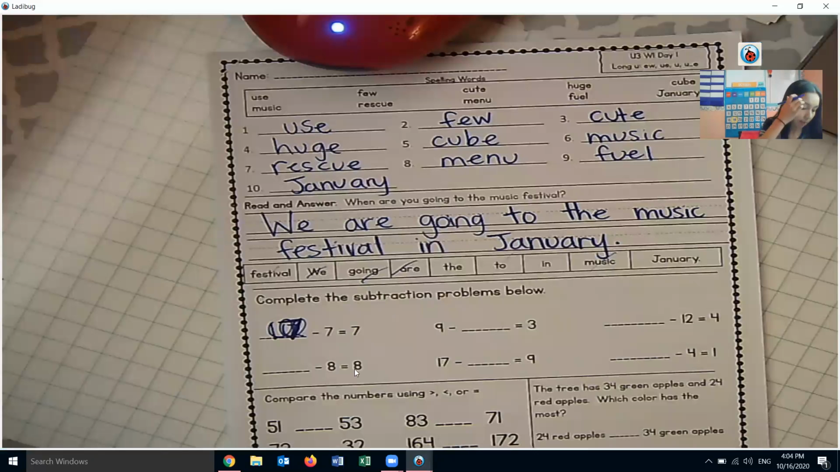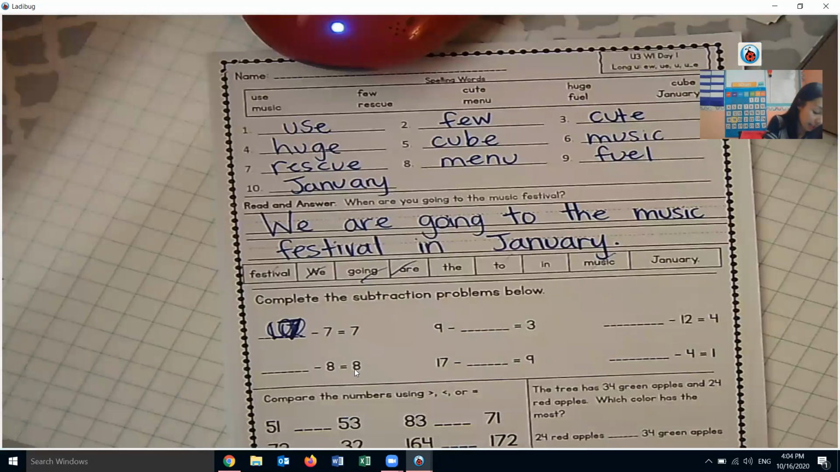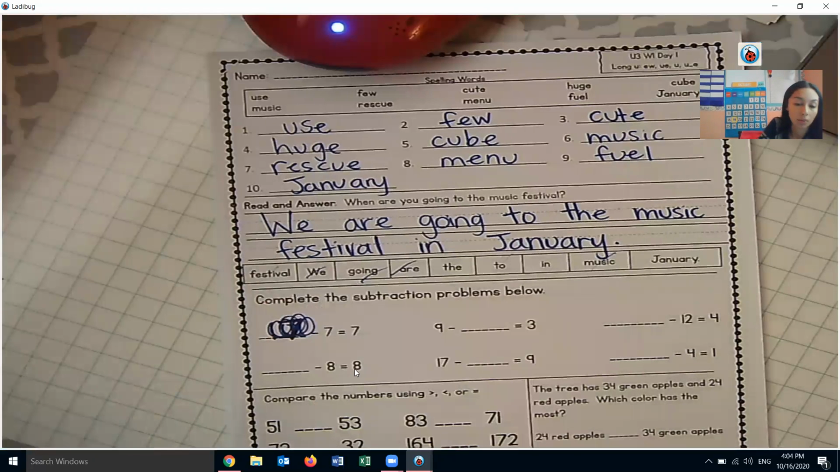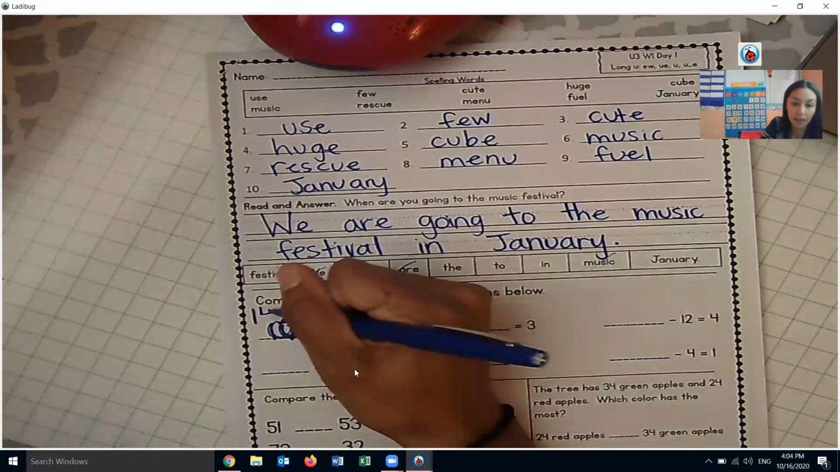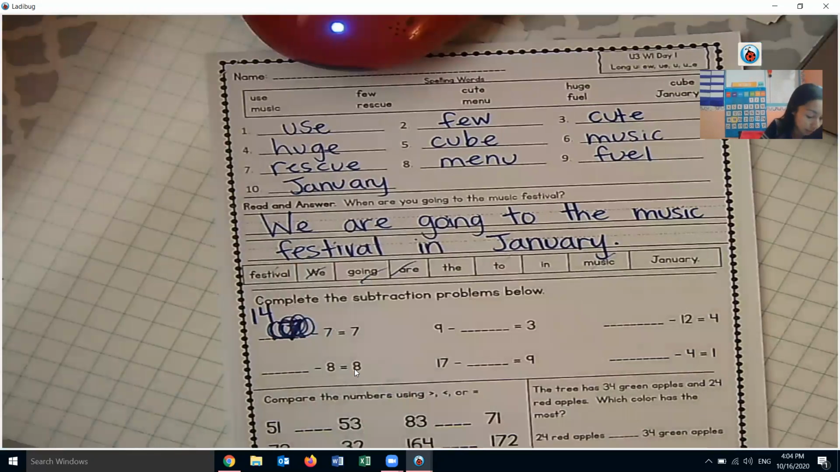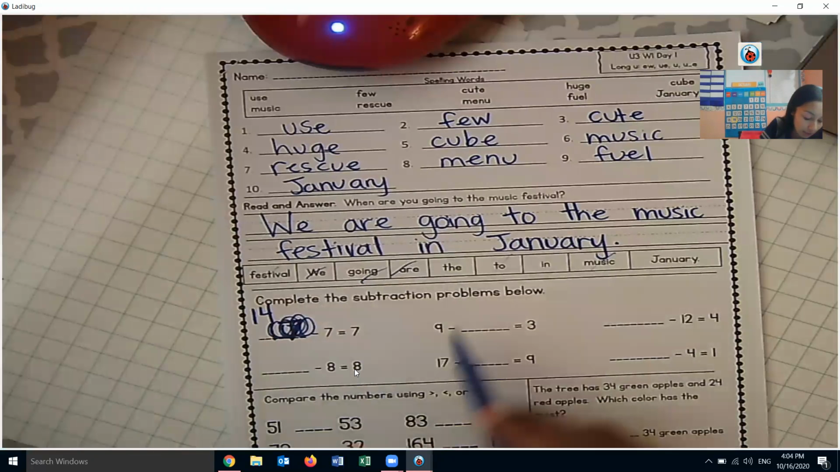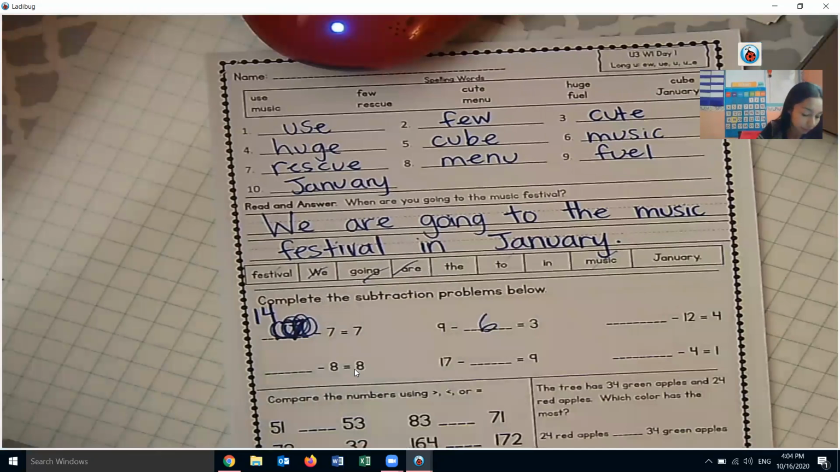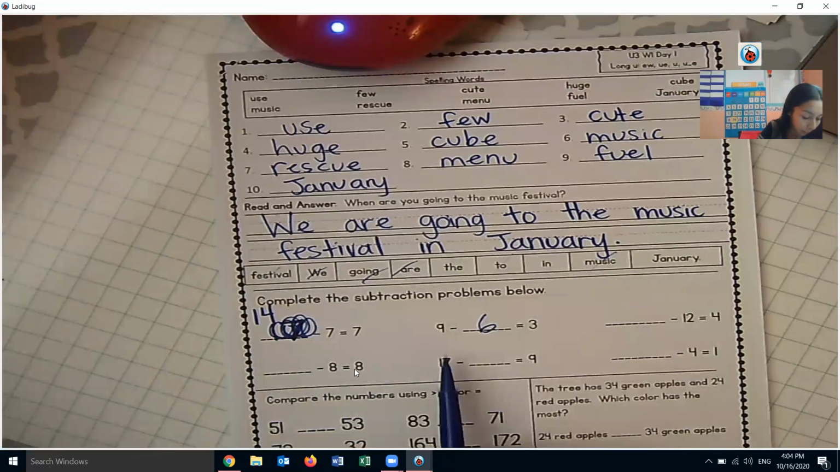So we want something minus 7 gives us 7. So we want the doubles of that, right? So we'd want 14 minus 7 equals 7. So our doubles, 14, we take away 7, we get 7. 9 minus 6 gives us 3. Another way you can do this, at least with this one here, is 9 minus 3 gives us 6.